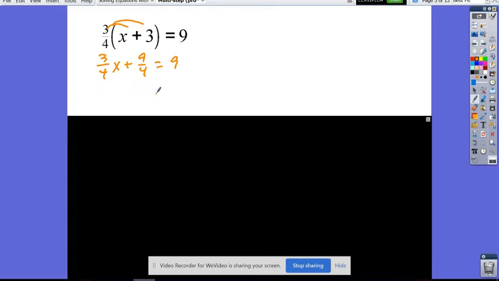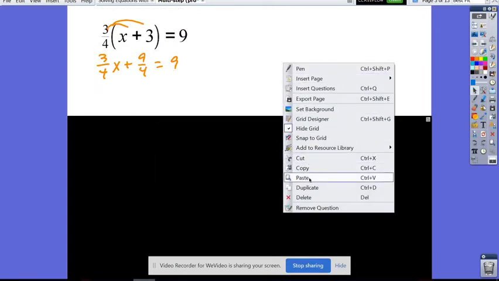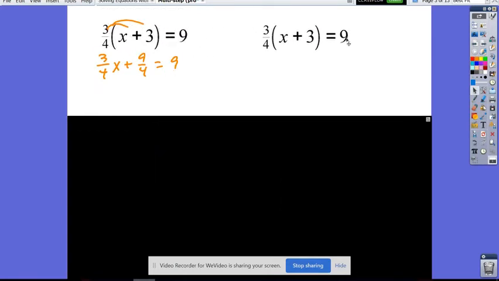My suggestion, though, would be to take this same equation, copy, paste, and then you can either multiply by the full reciprocal, 4 over 3, on both sides. If that doesn't jive with what you're trying to do, you can at least get rid of the denominator and prevent it from being a fraction. Multiply that side by 12, so we get 36. Distribute: 3x plus 9 equals 36.